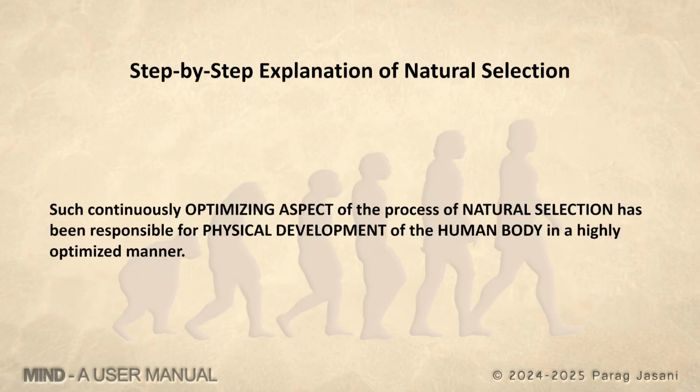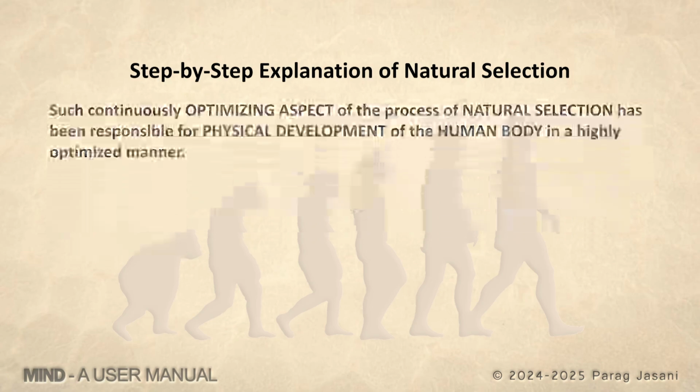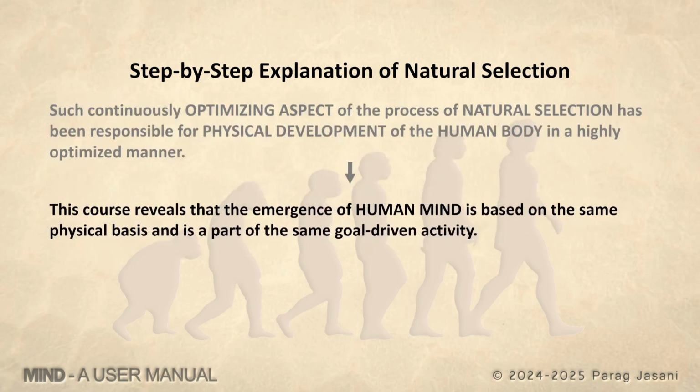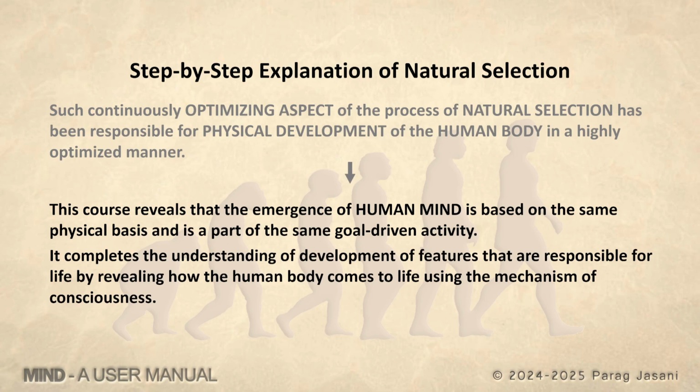Such a continuously optimizing aspect of the process of natural selection has been responsible for the physical development of the human body in a highly optimized manner. This course reveals that the emergence of the human mind is based on the same physical basis and is a part of the same goal-driven activity. It completes the understanding of development of features that are responsible for life by revealing how the human body comes to life using the mechanism of consciousness.